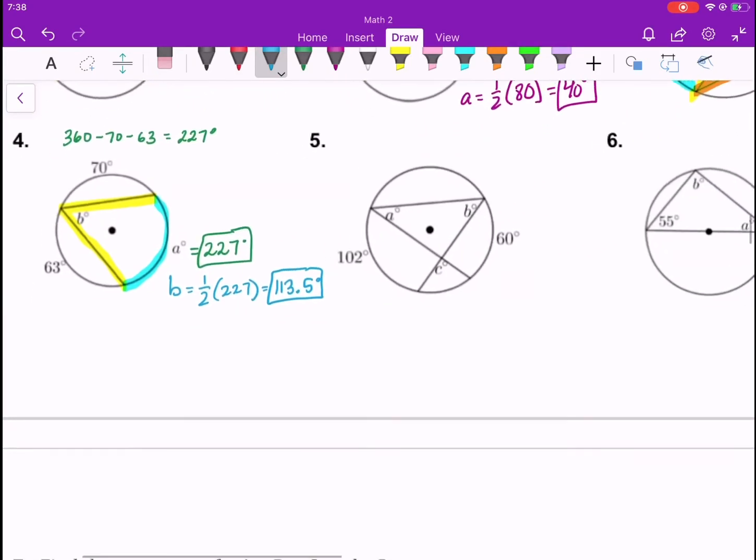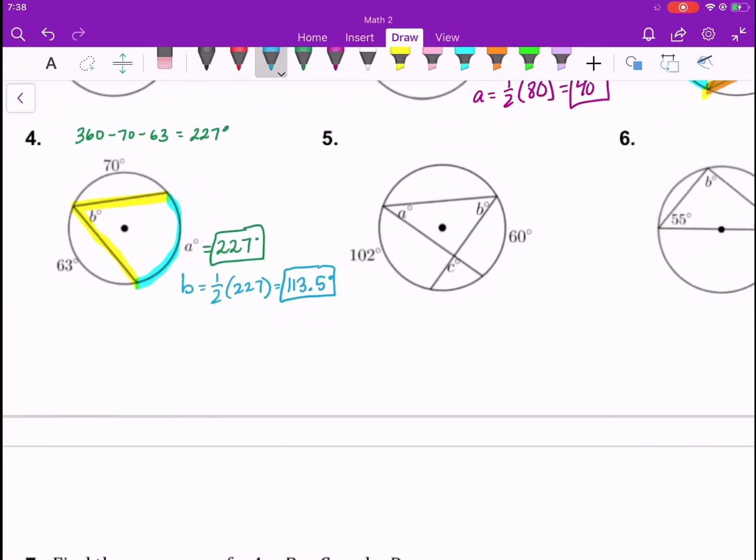All right, so let's move on over to number 5. So we have an inscribed angle right here. There are several inscribed angles. Let's do this one first since A is the first letter in the alphabet. So the intercepted arc is 60 degrees, meaning A should be 1/2 of 60 degrees, or it should be 30 degrees. So we've got our A.